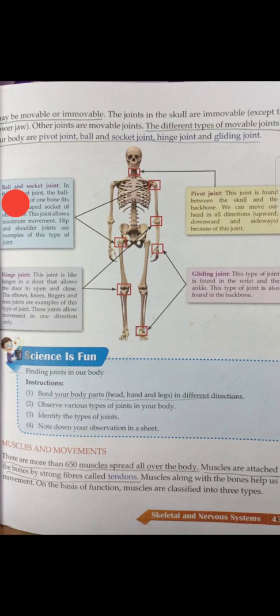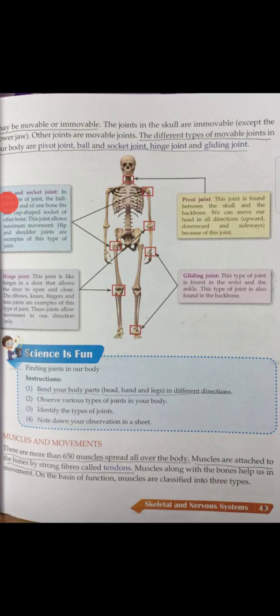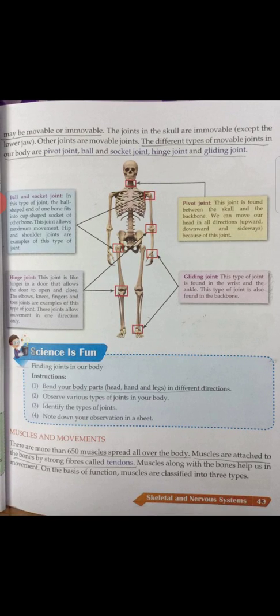Okay, I told you in the previous class, right? In the skull, only the jaw is the mobile one. The remaining bones in our skull cannot move. Okay, that is immobile. Only the jaw is mobile. The joints in the skull are immobile except the lower jaw. So that's what we have explained now. Other joints are mobile joints. So except the skull, all the remaining joints are mobile.